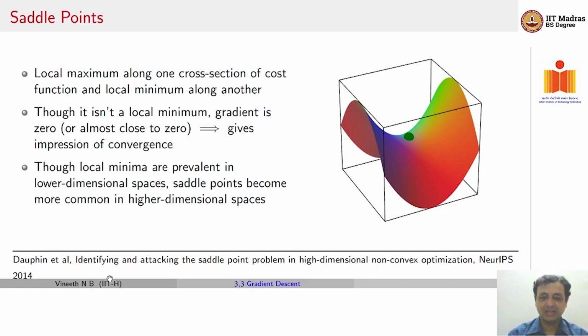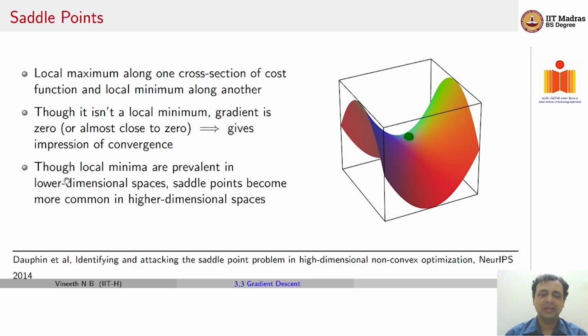Another important observation which was made in this particular work called Identifying and Attacking the Saddle Point Problem in High Dimensional Non-Convex Optimization, was that as you go to higher and higher dimensional spaces, which means as your network becomes more and more complex, more and more weights, then your local minima, which would be more prevalent in low dimensional spaces, keep getting replaced by saddle points as the dimensionality increases.